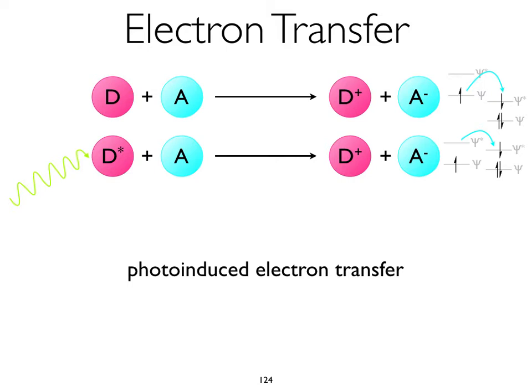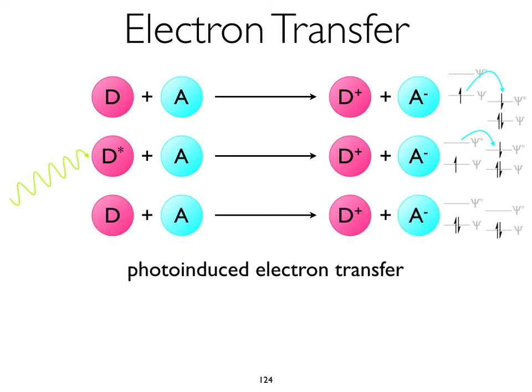There's another way I can do the same thing, and that is by exciting an electron on my acceptor. And you will see that in this case, the HOMO of my donor is higher in energy than the now half-filled HOMO on my acceptor. And so I can move an electron in that way as well. Both of these mechanisms are just called photo-induced electron transfer.